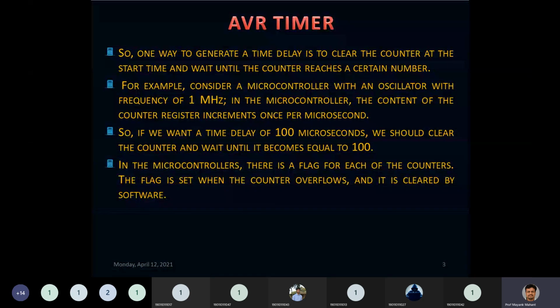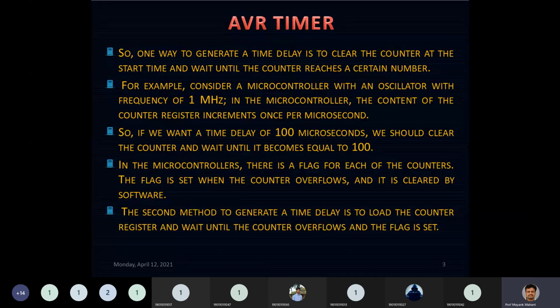In the microcontroller there are flags for each of the counters. I have already discussed how we come to know whether a match or an overflow has occurred: there are flags associated with every counter. Don't confuse yourself with counters and timers. Timers and counters are one and the same module, but the purpose is different. If the module is used in the context of time, it is called a timer, but if it is used for counting events, it is called a counter.